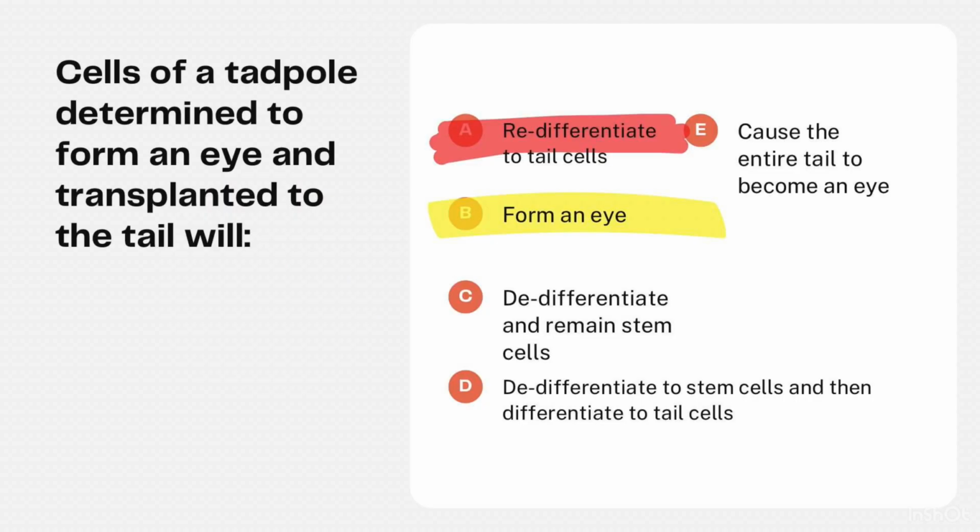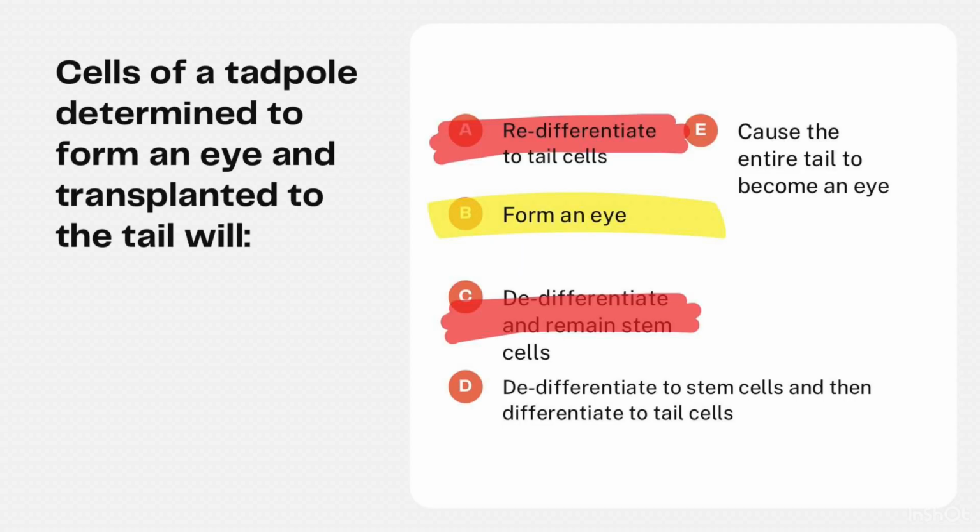Let's look at C, dedifferentiate and remain stem cells. This is incorrect because this refers to the reversal of a cell's differentiation process, meaning it would become less specialized and revert back to a stem cell. In this case, the cells are not reverting back to a stem cell state, but instead retaining their eye-forming properties. So that's why C is wrong.